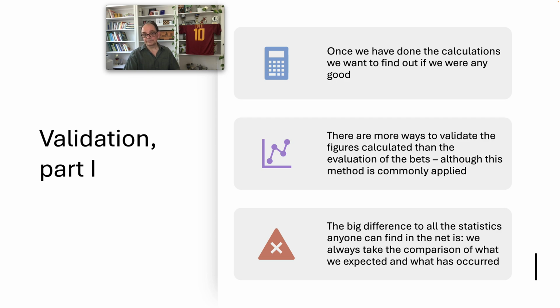There are more ways to validate the figures calculated than the evaluation of the bets, although this method is commonly applied. I mean, everyone would say, how good is your tool? How much did you win? But if I say, well, I had like 1.181 goals deviation expected and had been 1.82 only, so it couldn't be any better, no one cares.